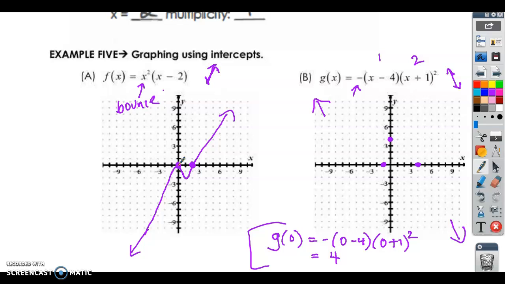So now with my graph starting up here, when we get to this 0 of -1, it's going to touch it, right? It's going to bounce there. Bounce. And then it's going to go through that point, and then it's going to cross that one. There we go. That's all we need to do.